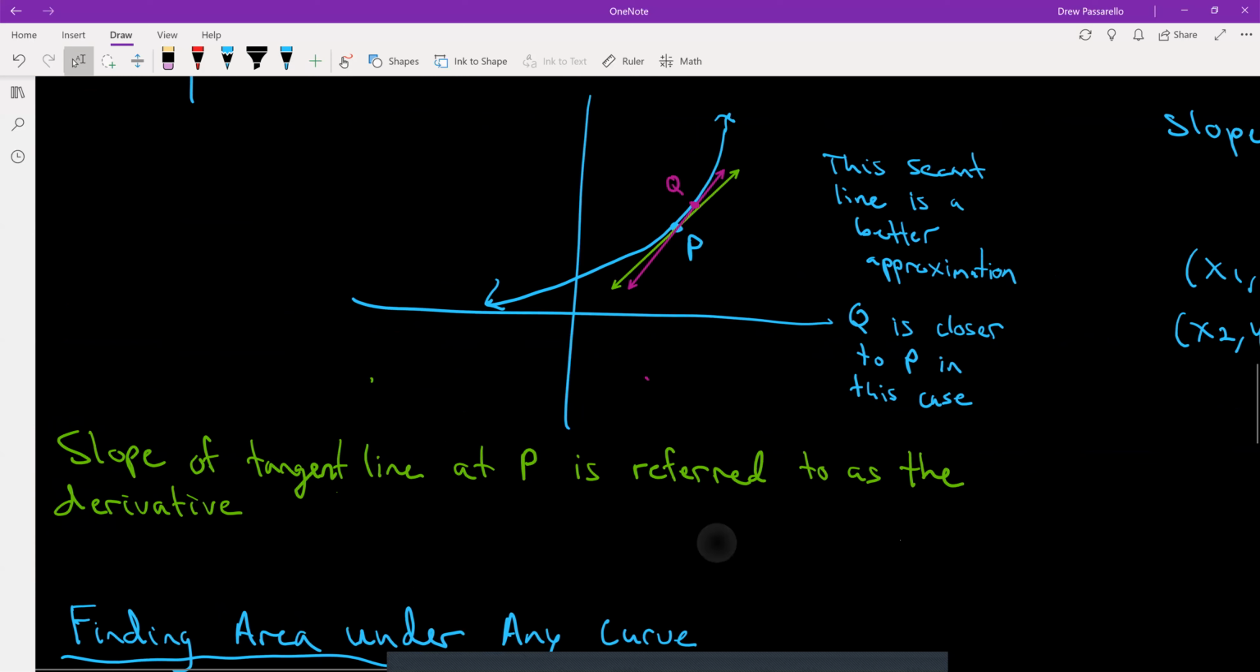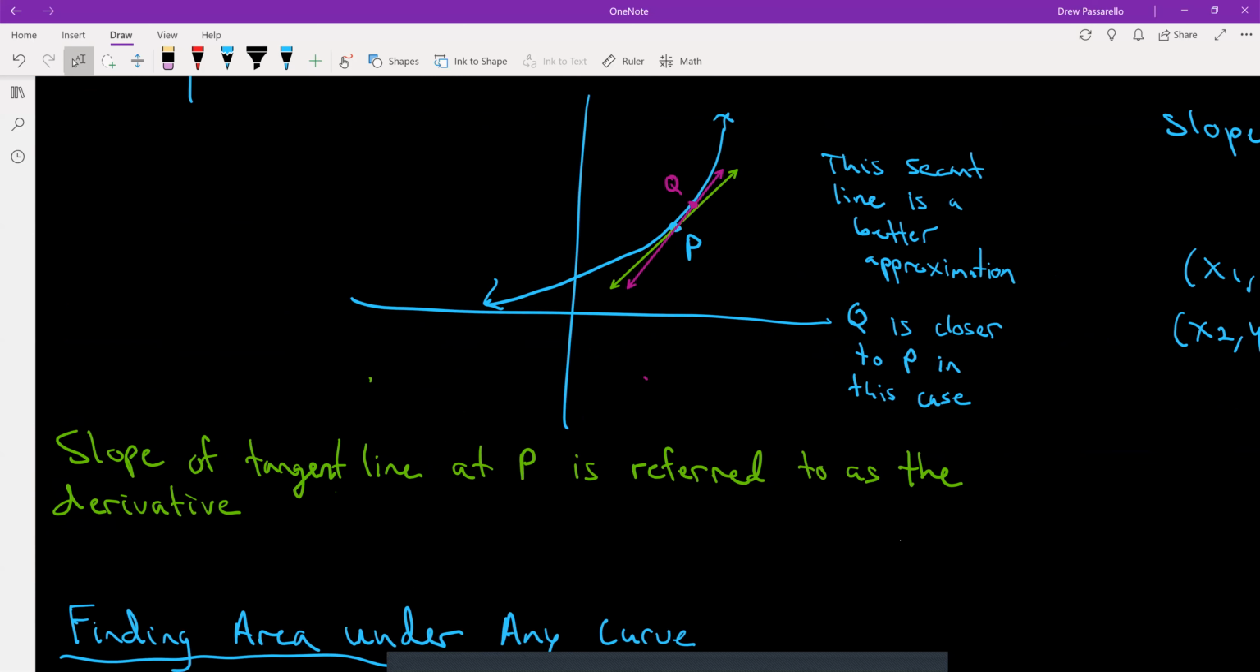And sometimes the slope of that tangent line at P, the green line, is referred to as the derivative. All right, and finding the derivative means we need to know what limits are.